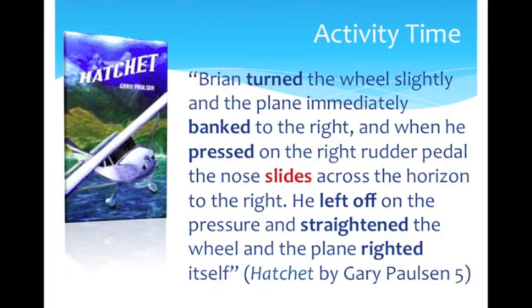If you guessed slides, then you're right. If you look at the action in the rest of the passage, you will see that all of the verbs except for slides are in the past tense. When writing a narration, like Hatchet by Gary Paulsen, you want to keep all of your verbs in the same tense. This creates a consistent time frame for your narration that will be easy for your reader to understand. If the verb tense changes mid-narration, then your reader will likely become confused.